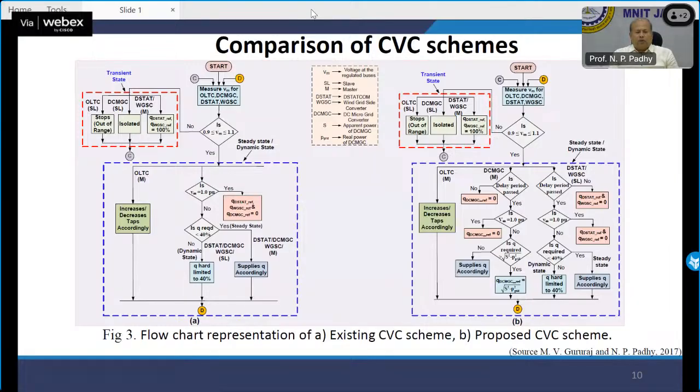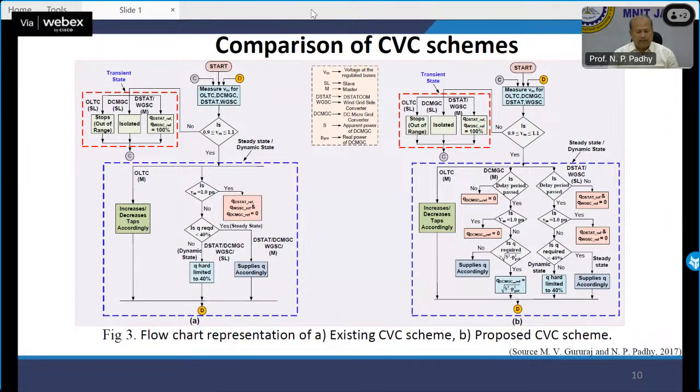So first of all, look into the left side column. Okay, so we start. The first job is to measure the voltage at a particular bus for the OLTC, DC microgrid, and D-STATCOM, as well as the wind grid converters. So that means indirectly you are measuring the voltage at bus number 1, at bus number 5, and at bus number 22. That is my step number 1.